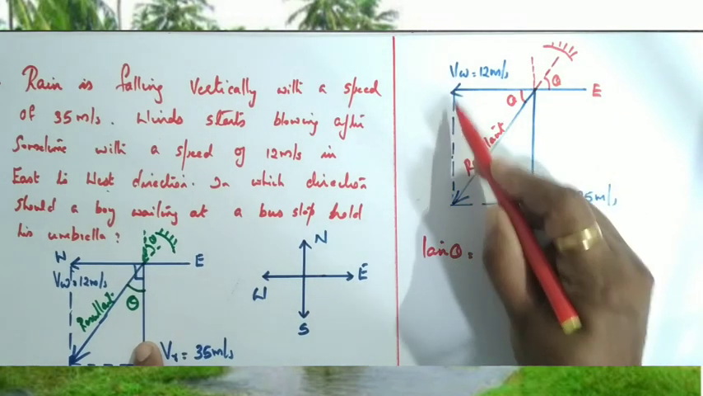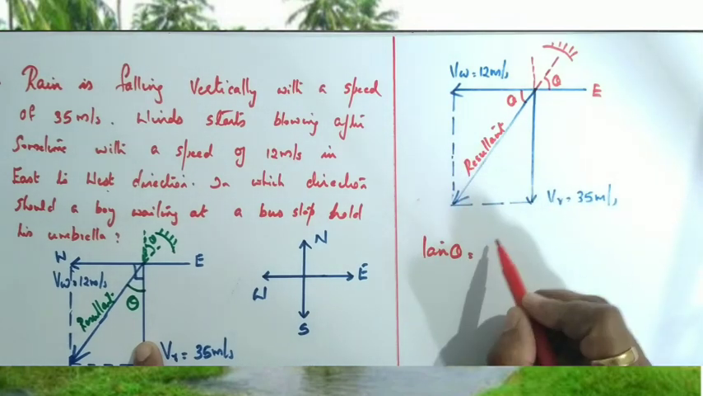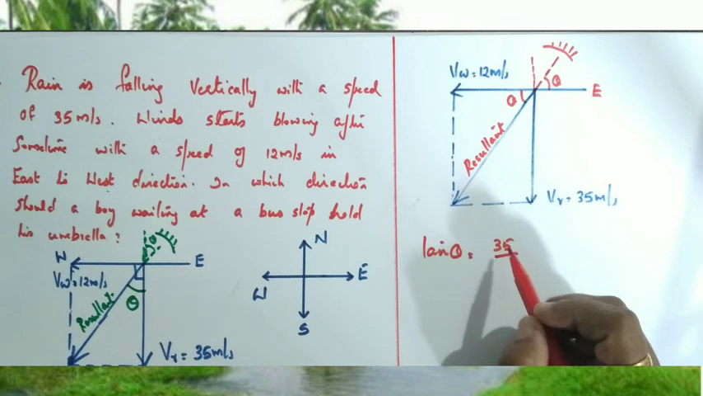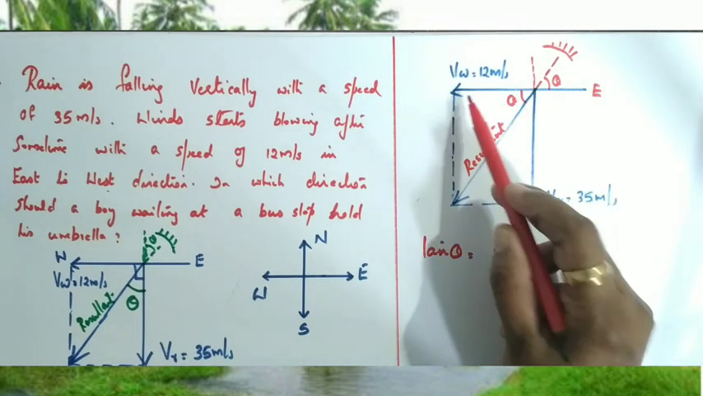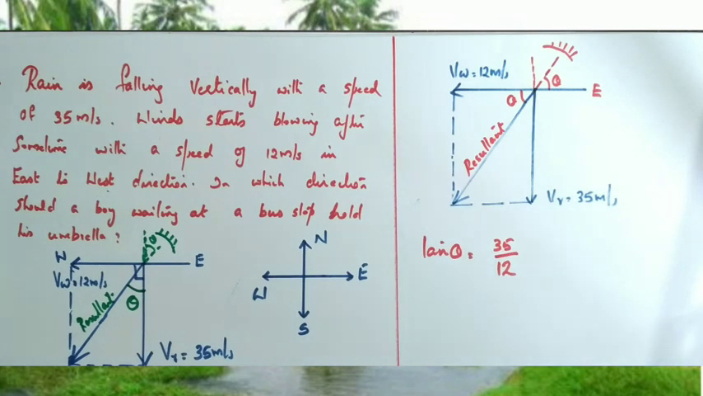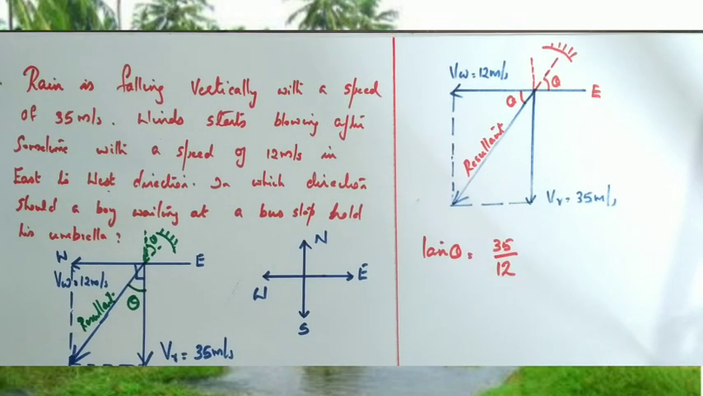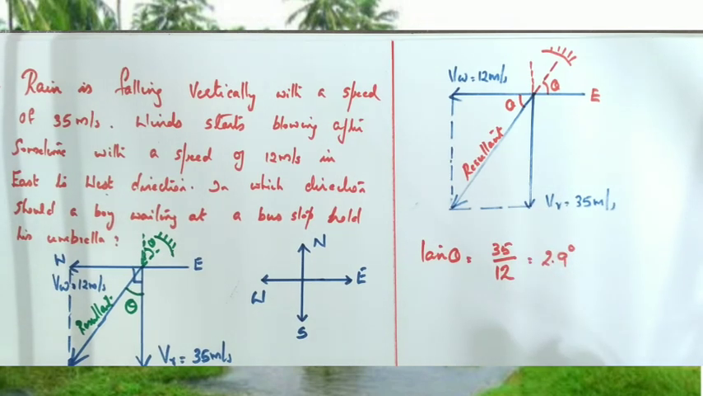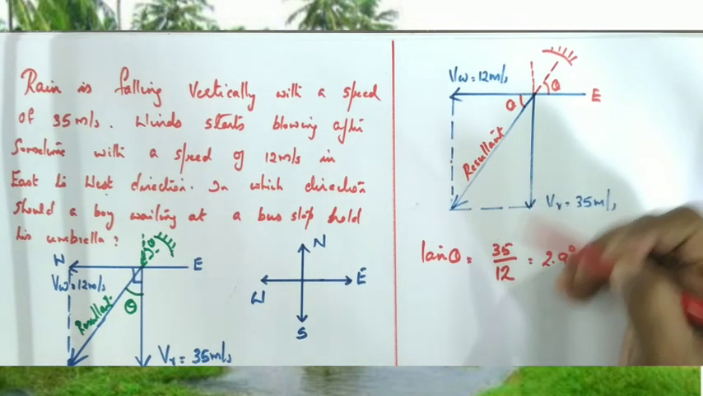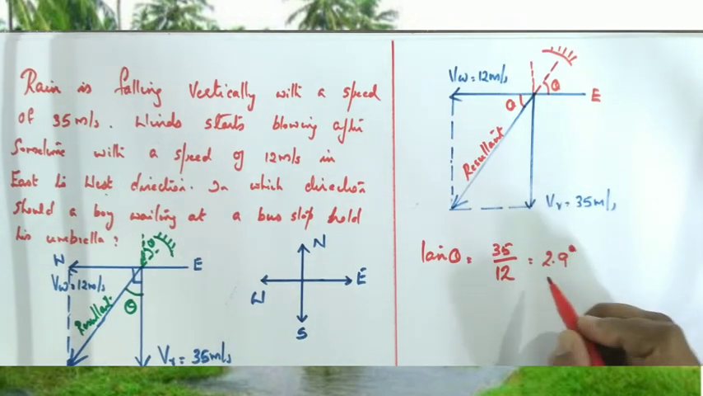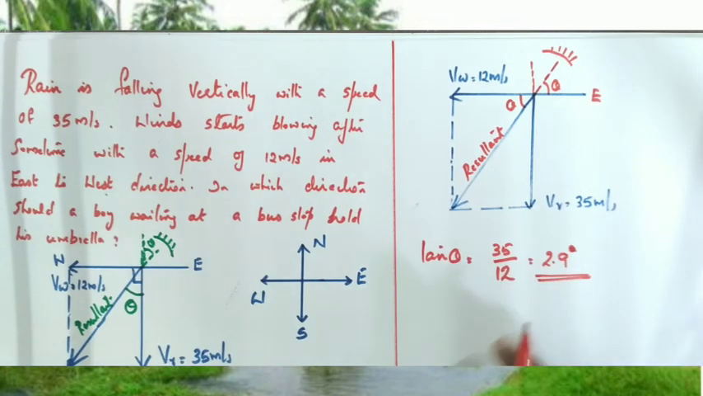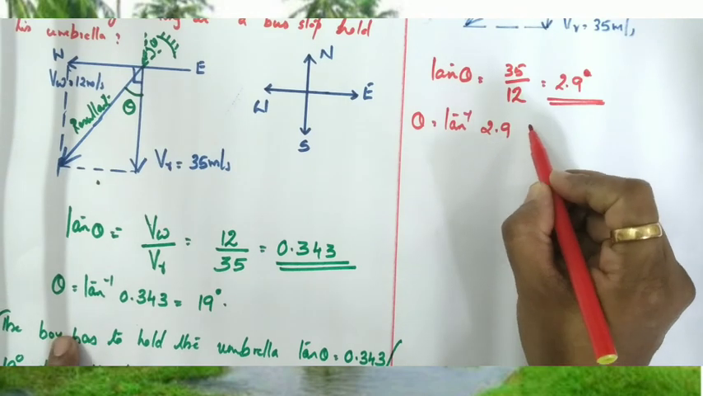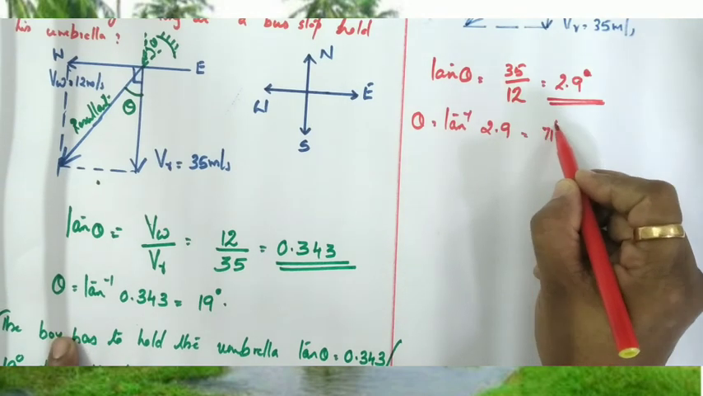Tan theta equal to opposite side. What is the opposite side here? 35, divided by, what is the tan theta? Opposite side divided by adjacent side, which is 12. Okay children, tan theta is equal to 35 divided by 12, and after simplification you will get 2.9. So tan theta is equal to 2.9, and so theta can be written as tan inverse 2.9, and after simplification theta is equal to 71 degree.